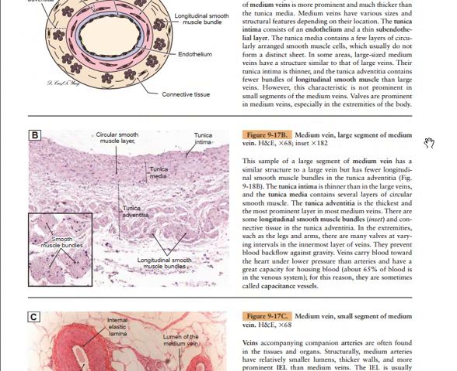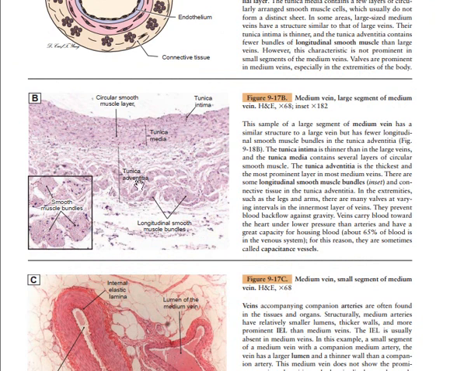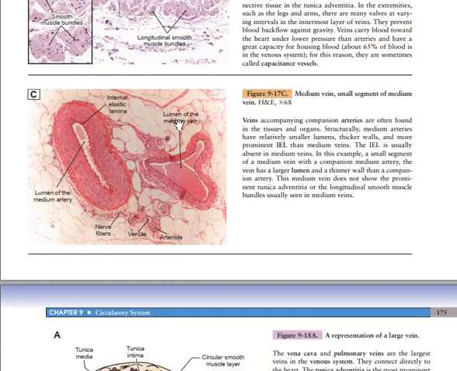Now these are the medium veins you visualize. So here is the tunica intima, this is the lumen, the tunica media made up of a smooth muscle cell layer, and then the tunica adventitia with the longitudinal muscles. As you can see here, the smooth muscles are going to be in the longitudinal direction, while here they are going to be in the circular direction.